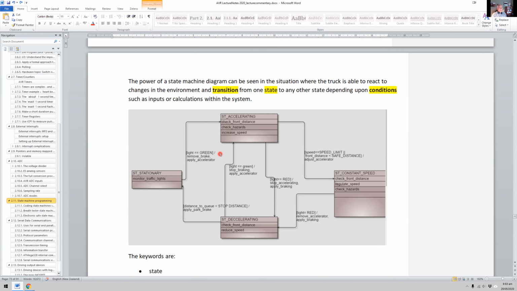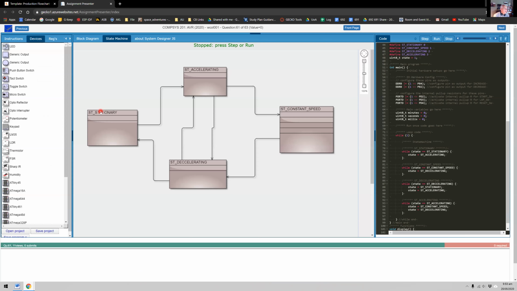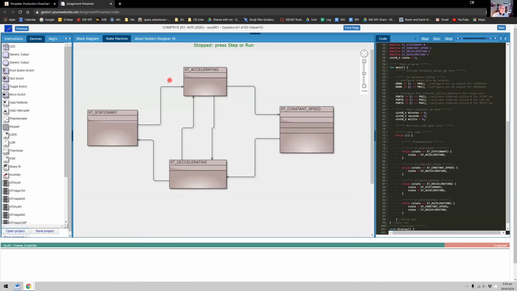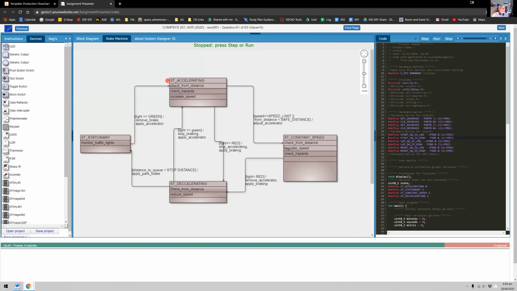So let's have a think about this. I'm going to go back to my state, and I'm going to open a project. I've got a lot of these already saved. Where's my truck state? Truck state machine. Right, okay, so here's this state machine.